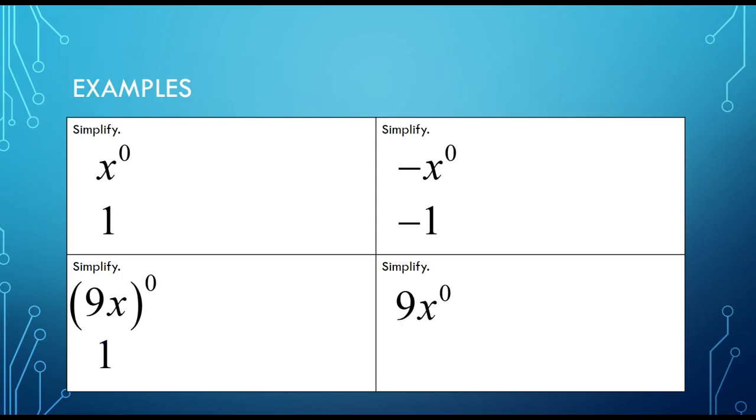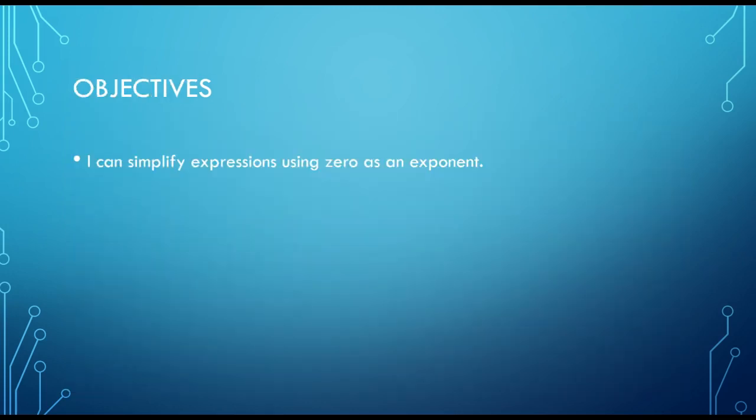Finally, if you have 9x to the 0 power, just the x to the 0 is turning to 1, but you still have the 9. So our final answer would be 9 times 1, or just 9. So there are 4 simple examples of how we're going to use 0 as an exponent. So after watching the screencast, we would expect that you can simplify expressions using 0 as an exponent.